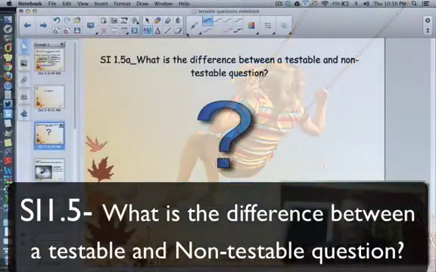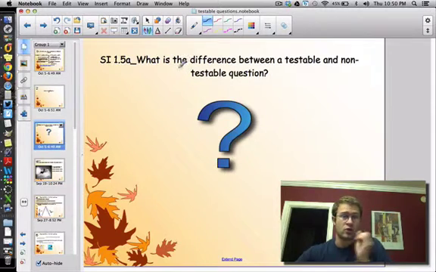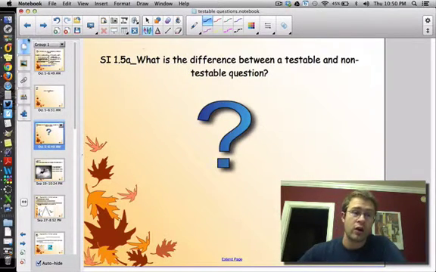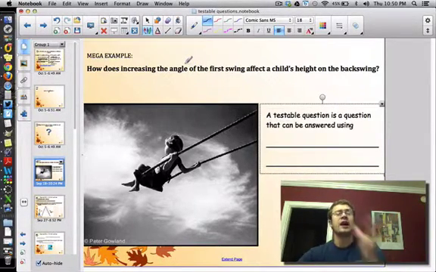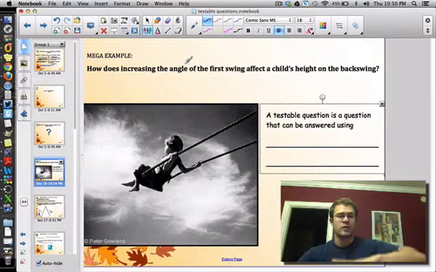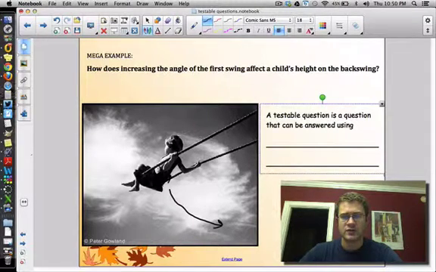So one thing that I think you guys are trying to figure out is what's the difference between a testable and non-testable question, one that can be solved using inquiry and one not. So basically your mega example that we're going to be referring to is how does increasing the angle of the swing, of the first swing, affect the child's height on the way back. So it's going to be going back, and then the back swing is on the way back, and then as far as he gets at the end before he starts going forward.